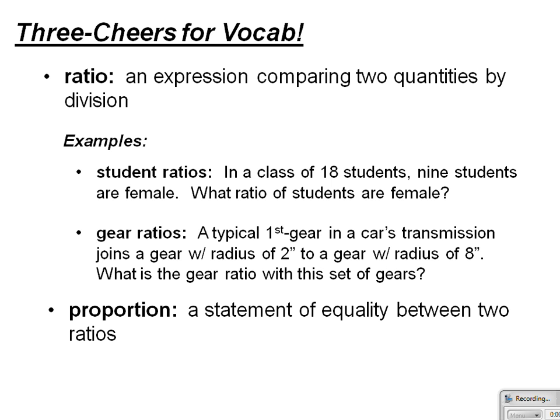Now, when we have two ratios set equal to each other, then we have a proportion. For example, 4/8 equals 1/2. If you were to take 4 divided by 8 and 1 divided by 2 in a calculator, you would get the same value, 0.5. Therefore, these two ratios are equal, and then we have a proportion.